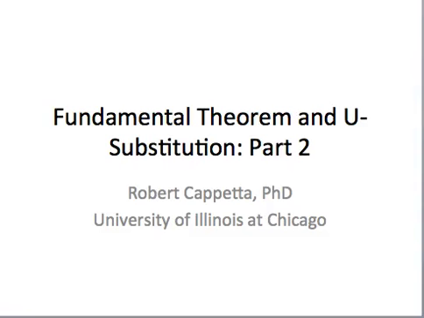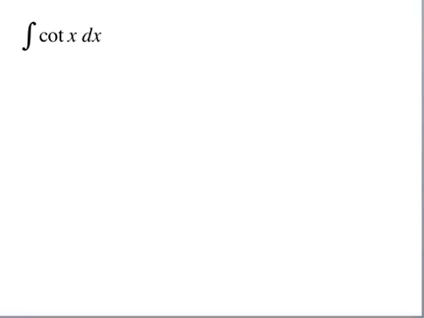This is Bob Capetta from the University of Illinois at Chicago, and this is the Fundamental Theorem of Calculus and U Substitution Part 2. Our first example is the integral of cotangent.